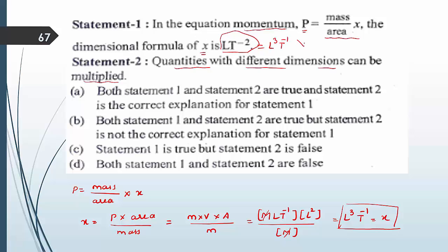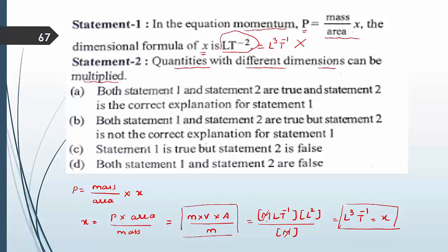So statement 1 is wrong. Come to the second statement. Quantities with different dimensions can be multiplied. Yes, you can observe here. This part you can observe. Mass, velocity, area. These are having different dimensions and we are multiplying.